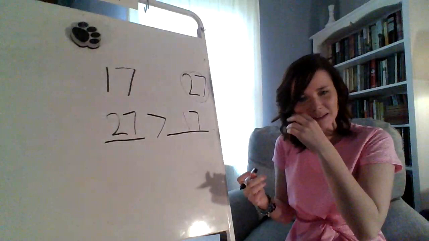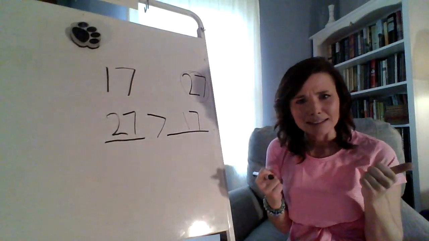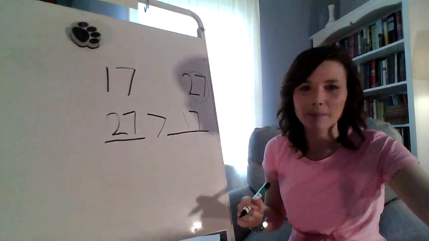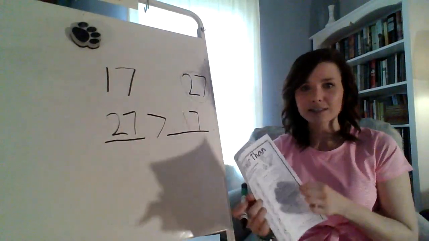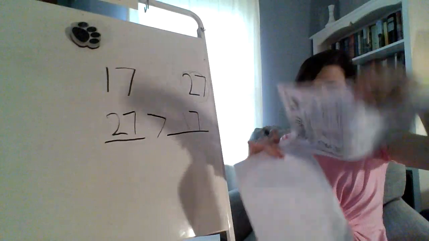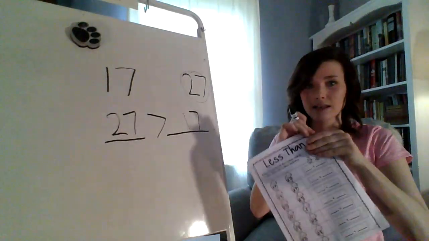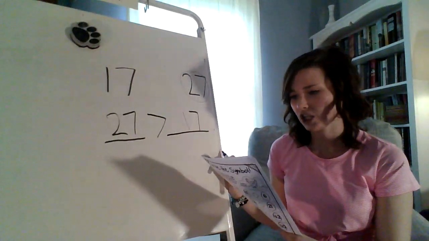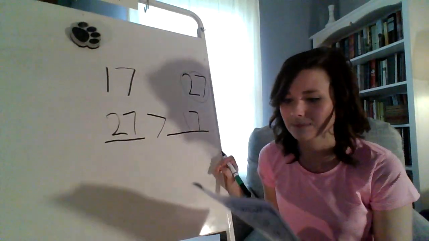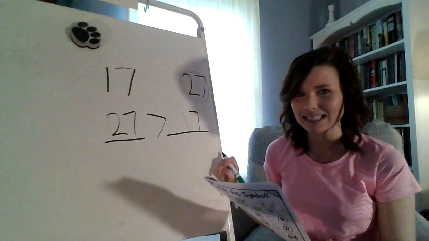How do we feel about this, boys and girls? Confident? I love it. Great job. So that's the first page. I just wanted to go over a few on the first page. Let's turn to the next page. Okay. The next page says less than. Color the chick with the number that is less. Write the number sentence.